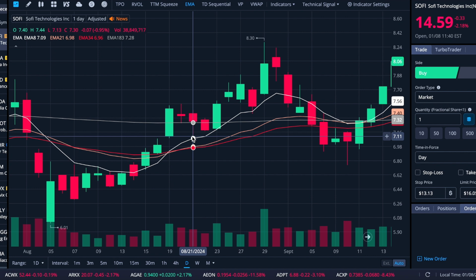What I'm really looking for is for that then to translate through the long-term EMA. So if you can then start throwing bullish crossovers from the 8, the 21, and the 34 through the 183, that's where I feel that you have real potential.